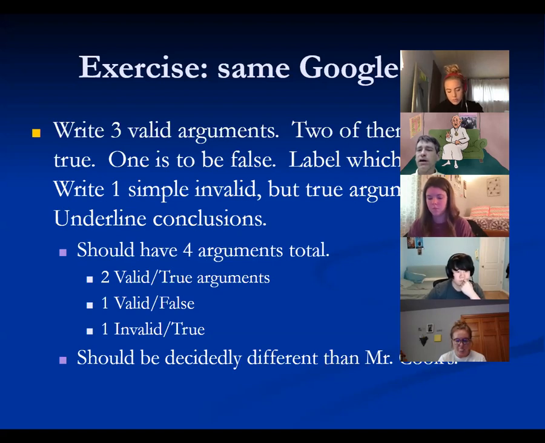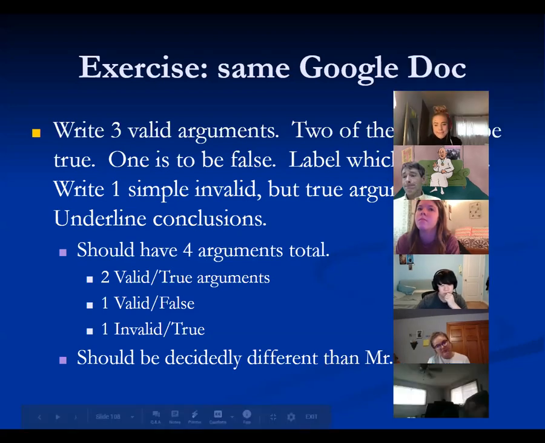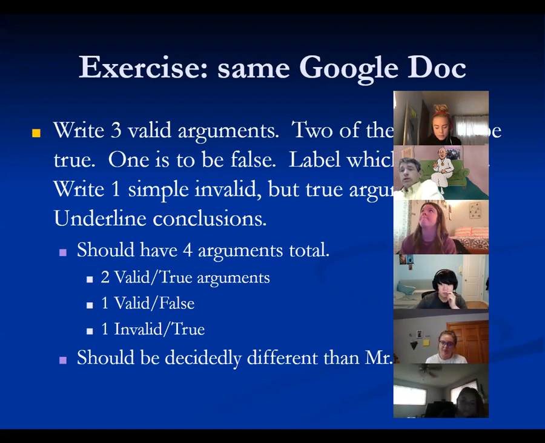And then finally, 1 invalid argument that is true. Every premise is true and the conclusion is true, but the construction is such that it's not valid. And that would be the one about on Fridays we have chapel. And so that will all be in that one Google document. And then, like I say, you'll attach it and turn it in by Monday of next week.